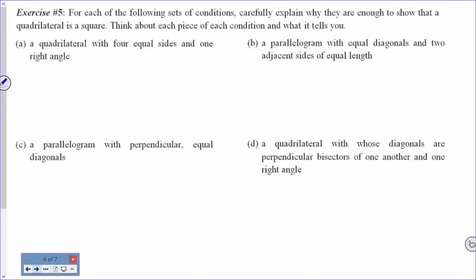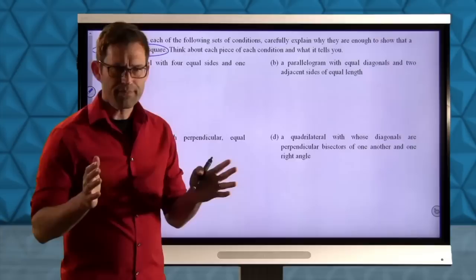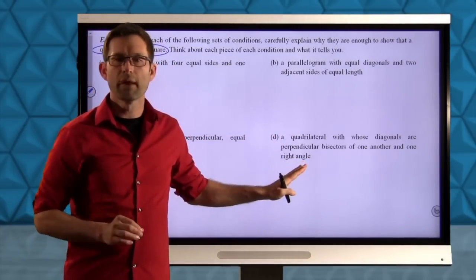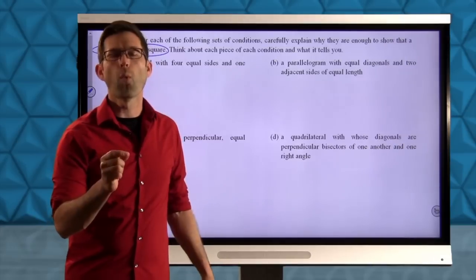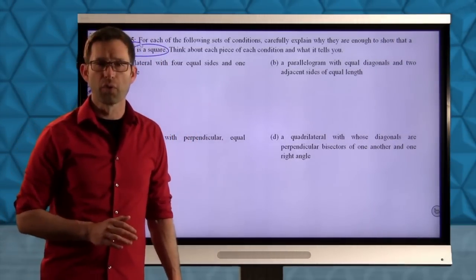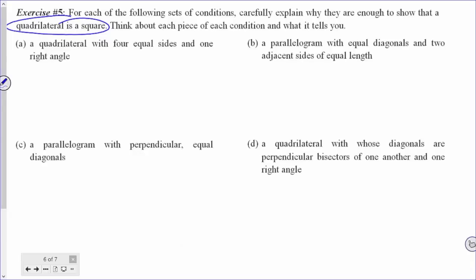Exercise number 5. For each of the following sets of conditions, carefully explain why they are enough to show that a quadrilateral is a square. Think about each piece of each condition and what it tells you. Okay, so in each one of these situations, we're given enough information to conclude it's a square. But why? Okay, so let's do the first one together and then have you think about the other 3 on your own. Letter A: a quadrilateral with 4 equal sides and 1 right angle.